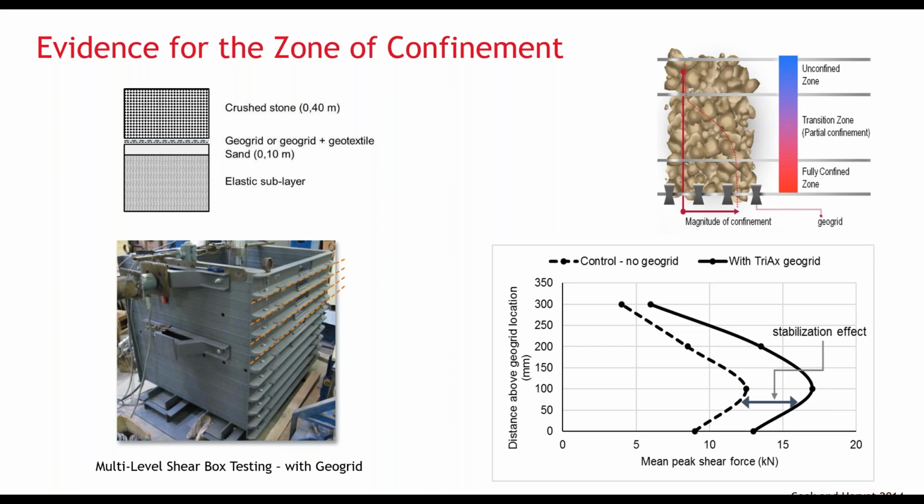The horizontal axis is the peak shear force. The dotted line is without geogrid, and the solid line is with geogrid. The difference, or shift, represents the geogrid effect. We can see that there is an effect extending up to 300mm above the geogrid location.